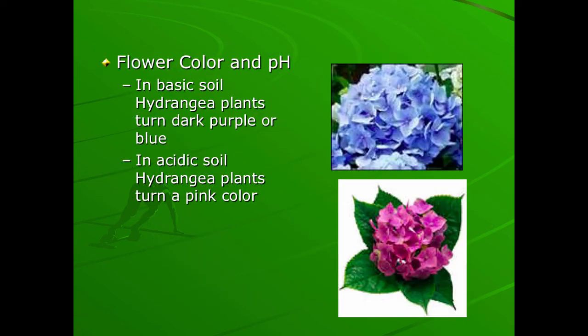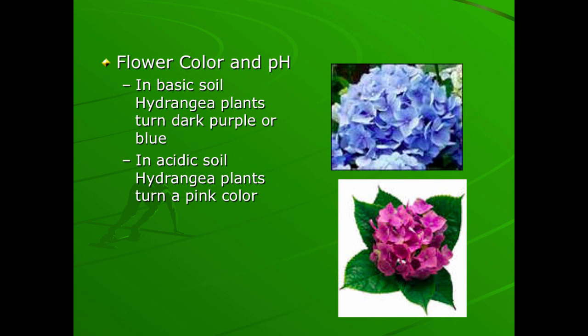Another example could be hydrangeas. Hydrangeas are actually a pH indicator. The color of their flowers changes based on the acidity of the soil. Pretty much in hydrangea plants, if you see a blue or purple hydrangea, that means the soil is very basic, meaning it's not an acid, it's alkaline. If you see pink hydrangeas, that means the soil is very acidic.